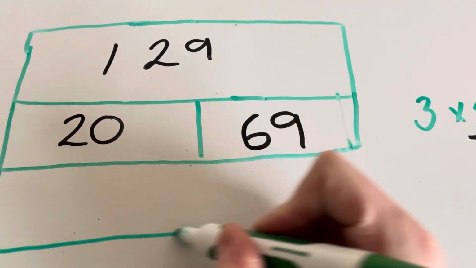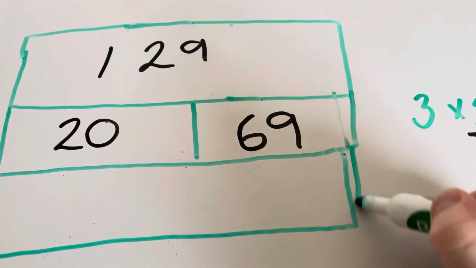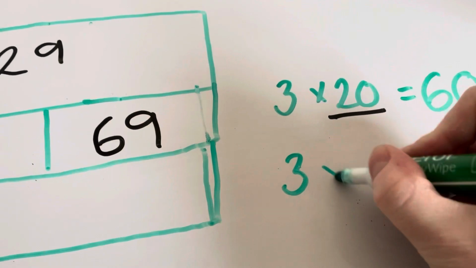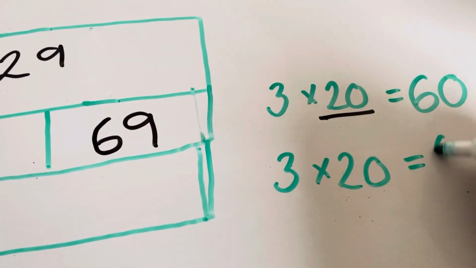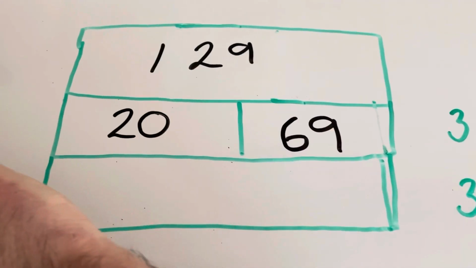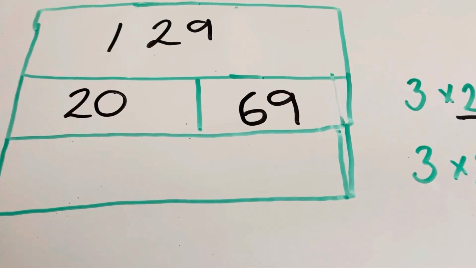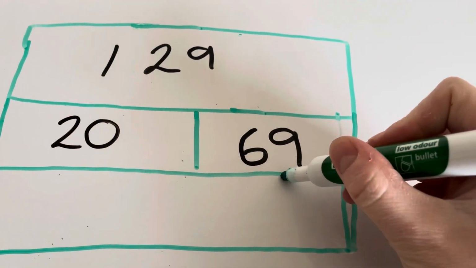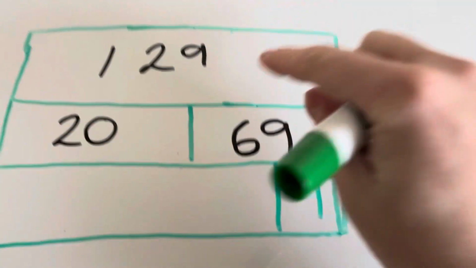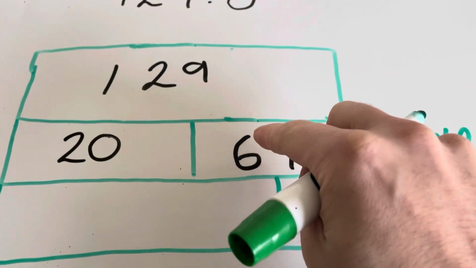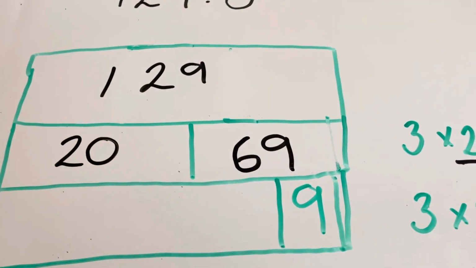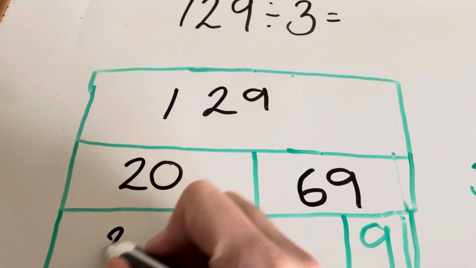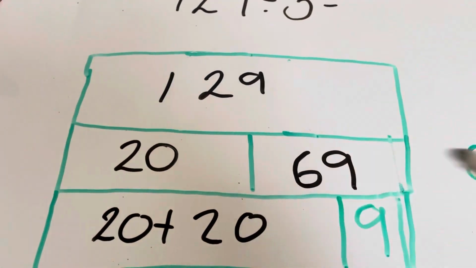So down we come again. Again, I can see I've got 69, so I'm going to take away another 3 times 20. I'm going to take away another 20 groups of 3, because that's 60. So what I'm going to do is I'm going to split up this bar, we'll see what's left. So I've taken away 60, that should leave me with just 9 over here. So you can see we started off with a massive chunk we hadn't touched, and we've nearly halved it, and now we've only got 9 left. So I've taken away another chunk of 20, 20 add 20 is what I've taken away.